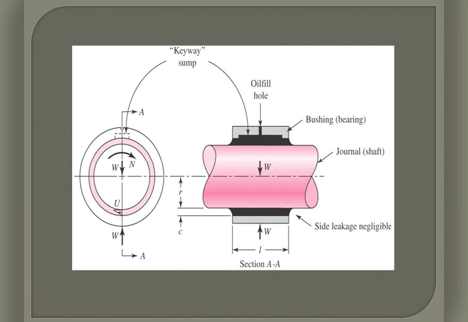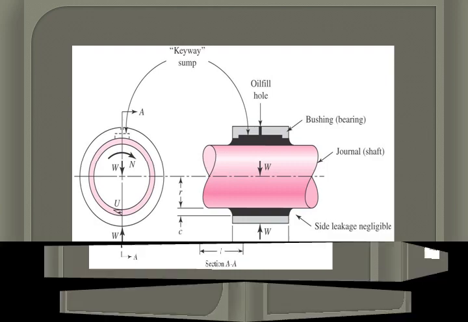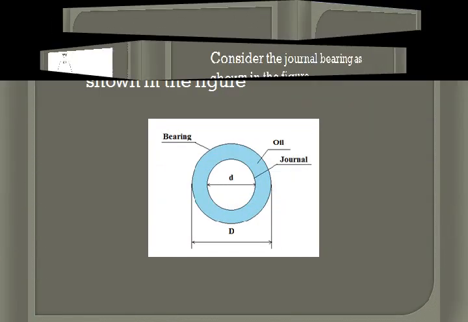So here we can consider these two as the assumption. One is journal as well as bearing, both are concentric, which generally is not the case during operation. So here we need to consider those two as the fundamental reference.